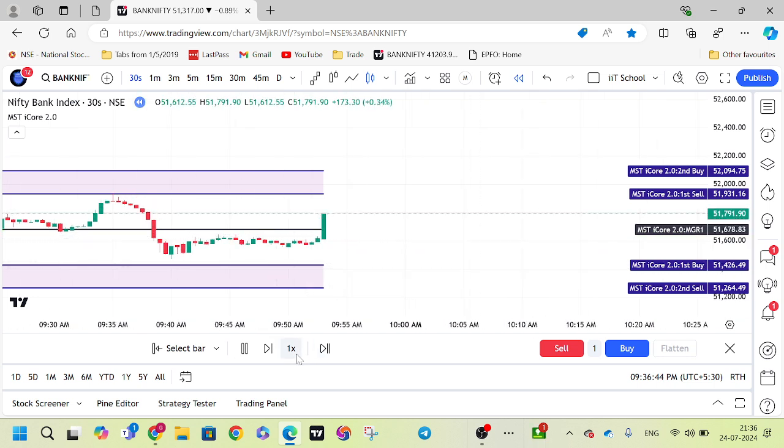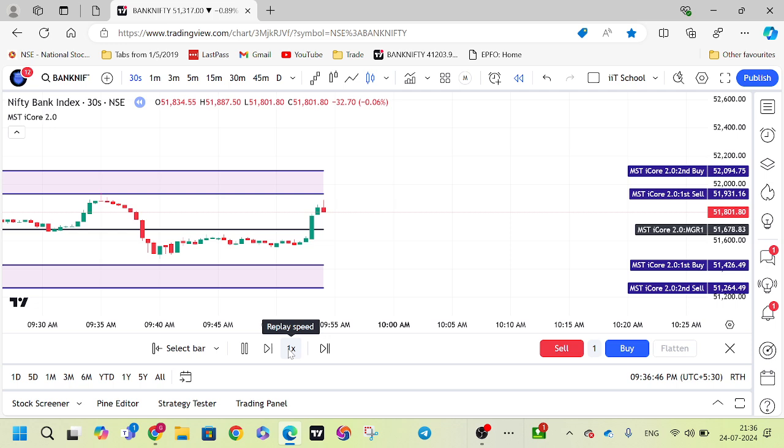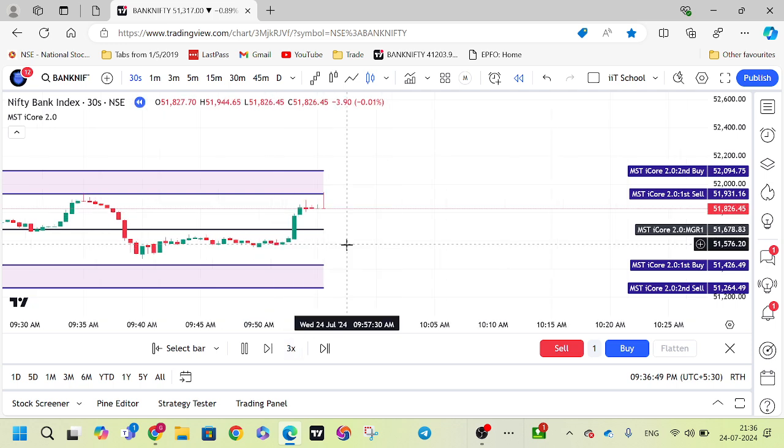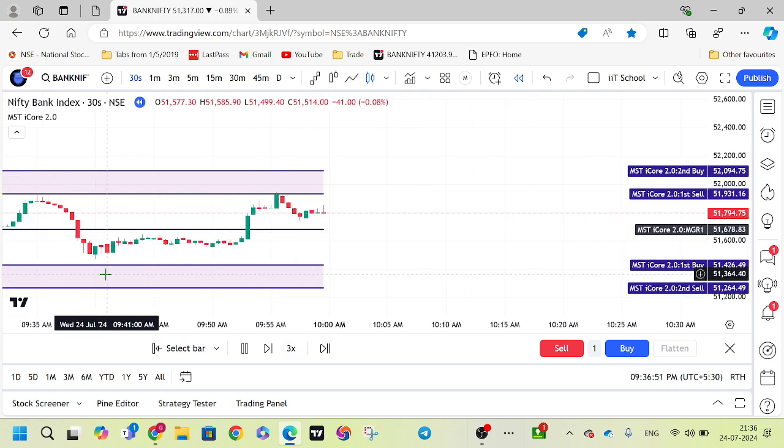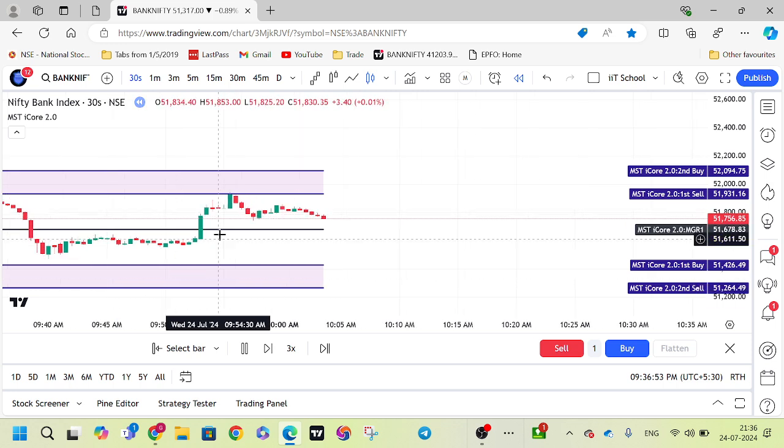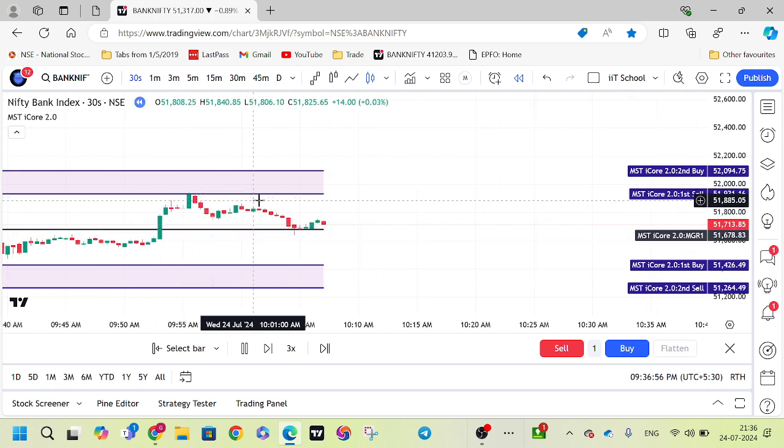So now I am going to increase the speed to save your time and my time. Sell activated, it has come down to our buy zone. Again it has reversed, then it has touched our sell zone. Once again it is coming down.